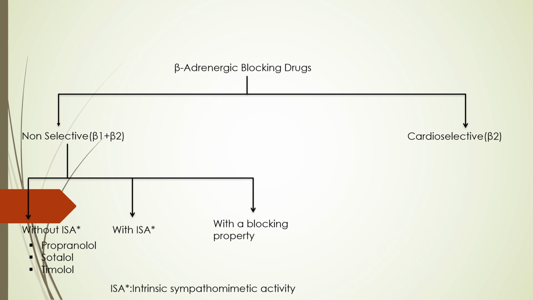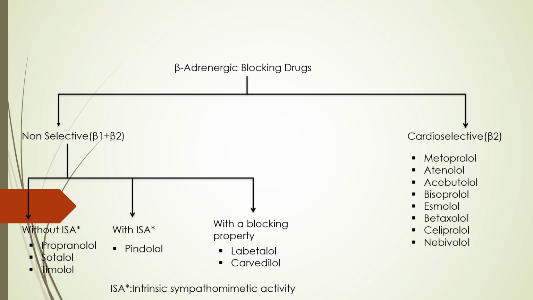Examples for without intrinsic sympathomimetic activity are propranolol, sotalol, timolol. Example for with intrinsic sympathomimetic activity is pindolol. Examples for with alpha blocking property are labetalol and carvedilol.